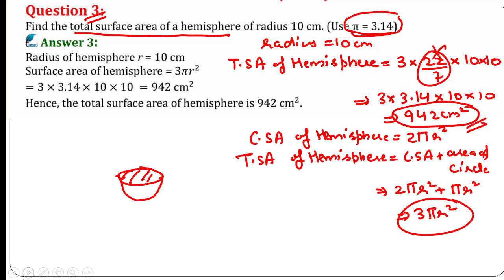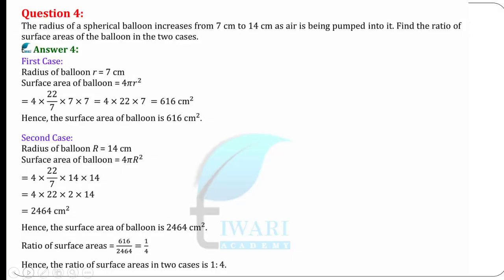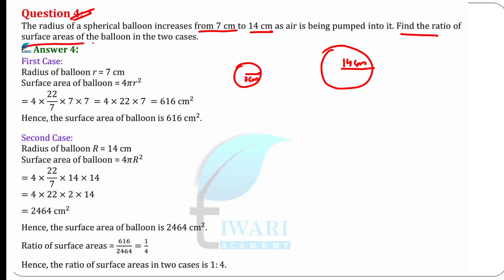So next question is question number 4. Question number 4 is: the radius of a spherical balloon increases from 7 centimeter to 14 centimeter. So this is your balloon. First it has a radius of 7 centimeter. Then after pumping air into it, it will become a radius of 14 centimeter. Find the ratio of the surface area of the balloon in the two cases. So we have to find the surface area in these cases.